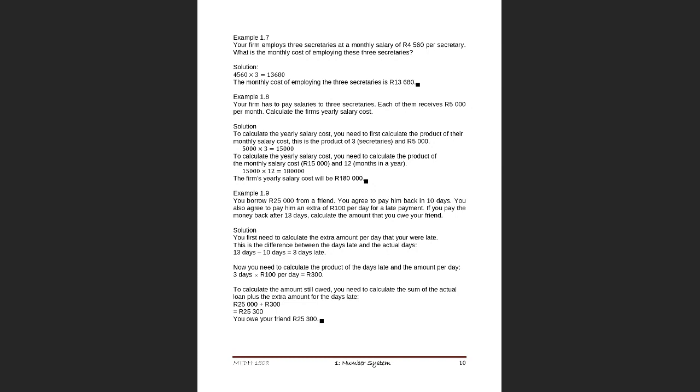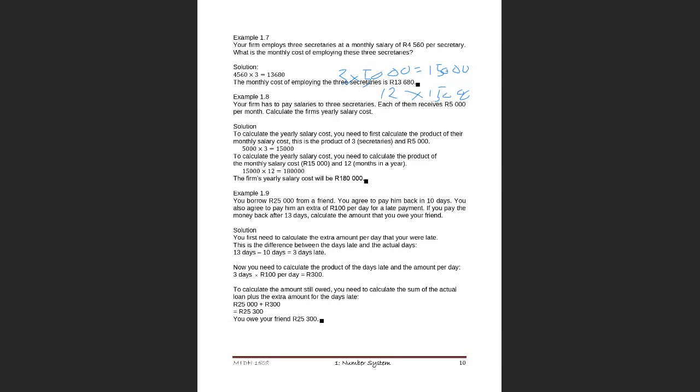Have you seen that? So in a month, it's going to be 3 times 5,000, which will give us 15,000. Then, because we have 12 months in a year, each month you'll be spending 15,000, so it will be 12 times 15,000. Then you can see the salary you are going to pay for the year, which is going to give us 180,000. Please, I hope that one is clear.